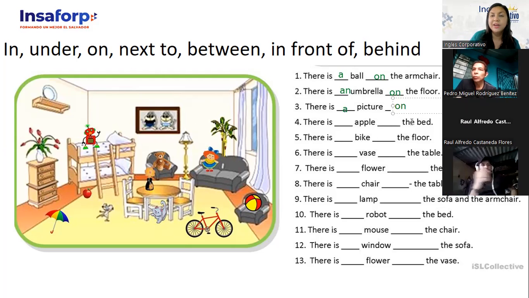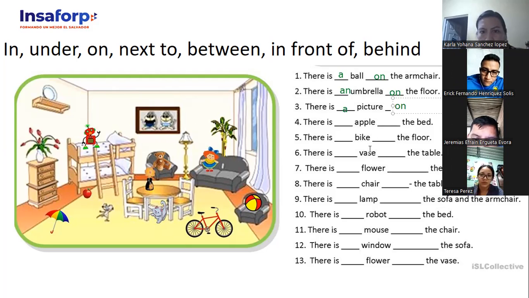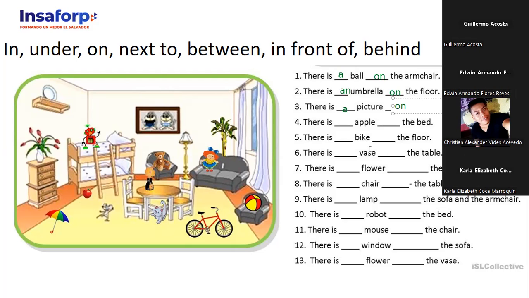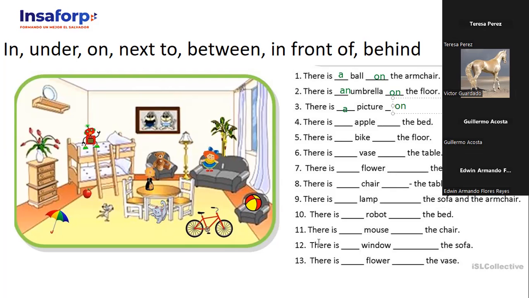Vale, les voy a dar un número a cada uno para que me vayan diciendo rapidito cuál es cuál. Number four, Pedro. Raúl, number five. Rafa, number six. Carla, number seven. Eric, number eight. Jeremías, number nine. Norma, number ten. Teresita, ya me dijo. Víctor, number 11. Guillermo, 12. Y ¿quién me falta? Bueno, Teresita, number 13. Kedwin no puede participar.